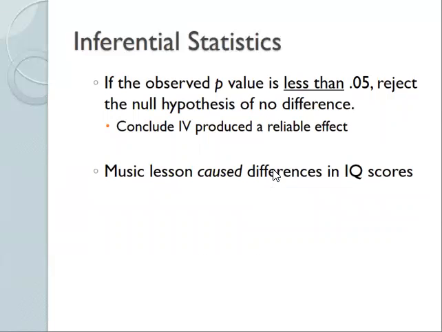In contrast, if you have a p-value of less than 0.05, you reject the null hypothesis of no difference, and you conclude that the independent variable did produce a reliable effect. So in the Schellenberg article, the p-value was less than 0.05, so it was concluded that music lessons cause differences in IQ score.